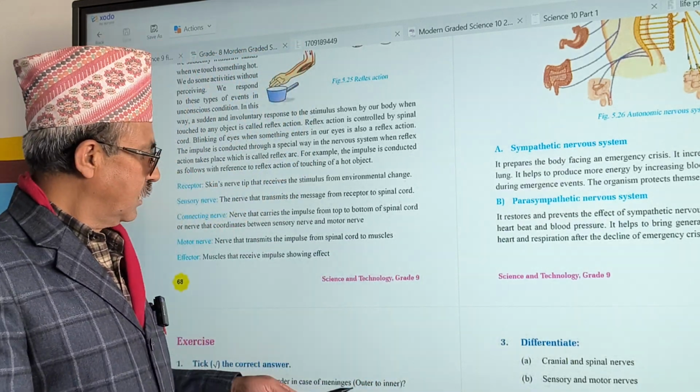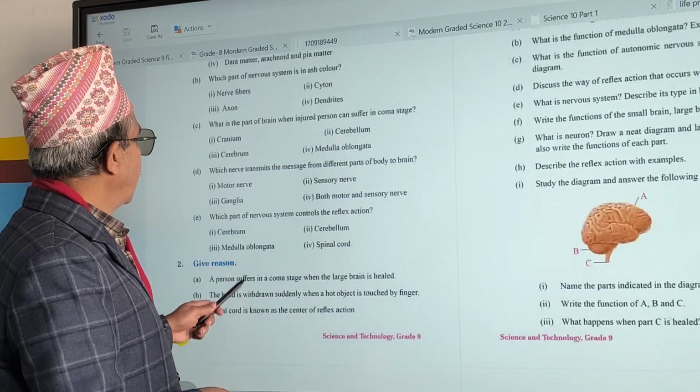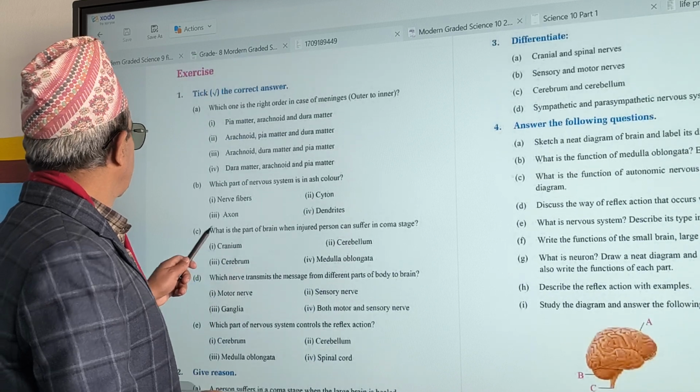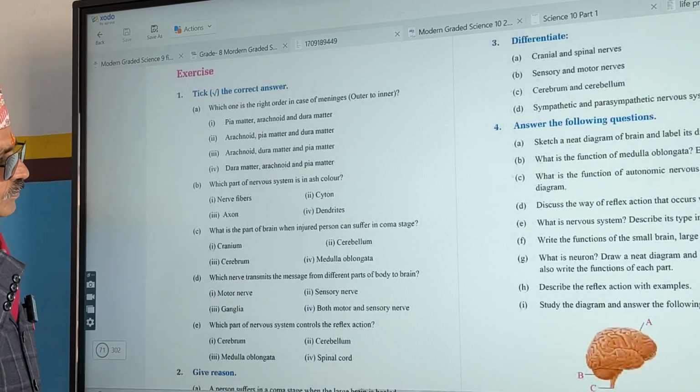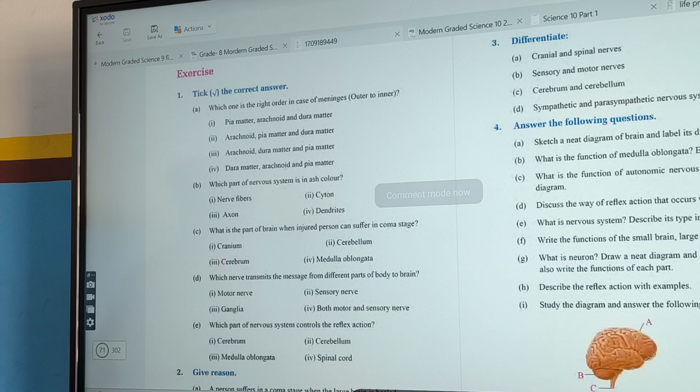They are feeling very sleepy. I know this, so here are some MCQ. Let's check MCQ. What is the first question? Read together.